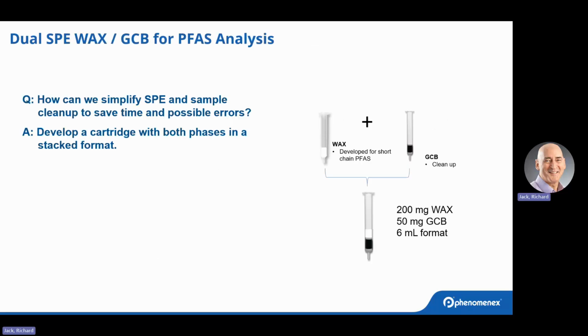So we just really asked ourselves a simple question after hearing a lot of feedback from our customers. How do we simplify this process a little bit? We got a lot of complaints. So we just basically said, well, why don't we just put the two phases in one column? And it is very, very common in our industry. And we thought, why don't we just put the weak anion exchange with the graphitized carbon black in a 6 mL tube format shown here.